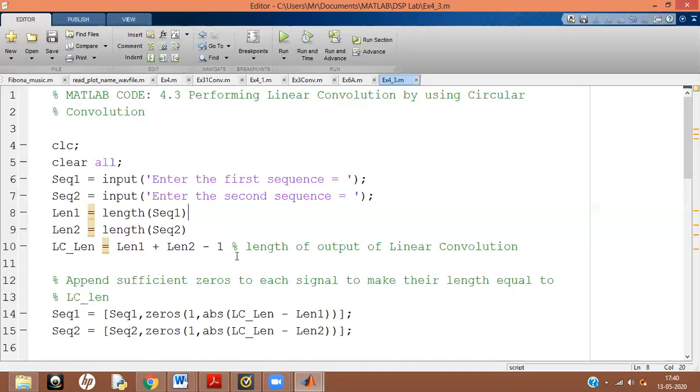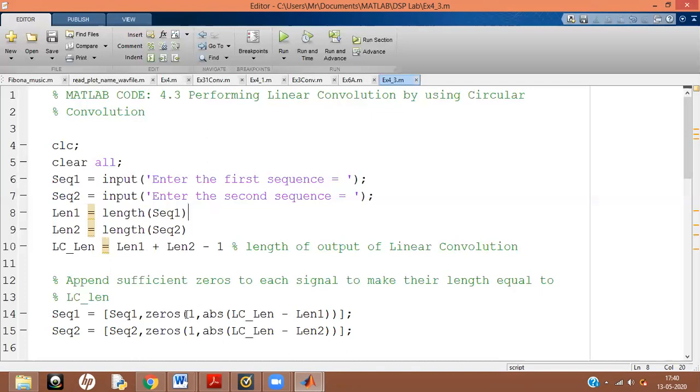Then, as I told you previously, I need to append zeros to each of the signals such that their lengths become equal to the length of the linear convolution. It's a very simple trick. Sequence 1 is sequence 1 itself, followed by some number of zeros. Now, what is the number of zeros that we are appending? You can see this is a simple trick that is being done.